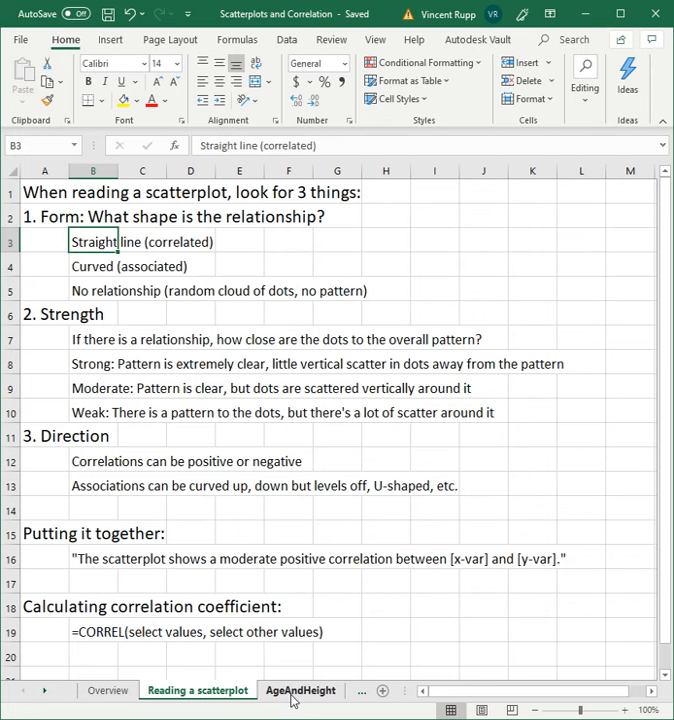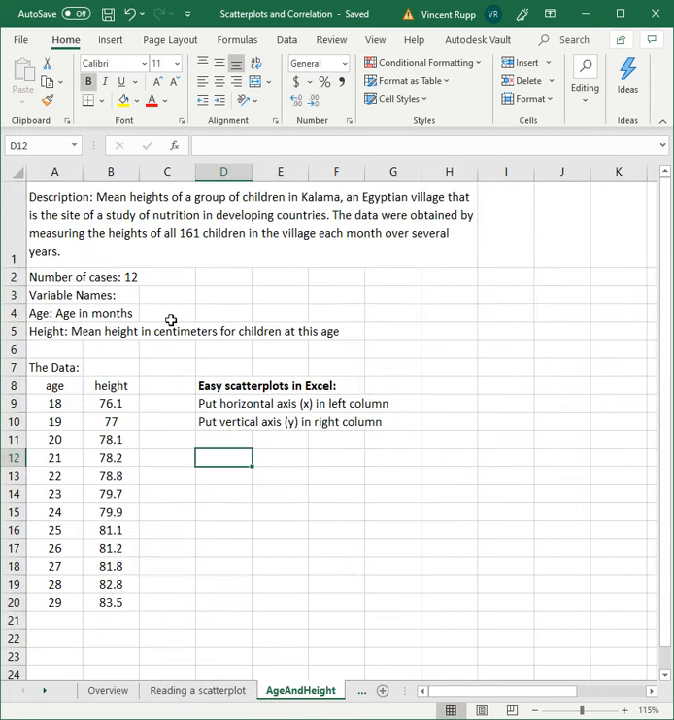Let's look at the next tab here, age and height. These are the average heights of a group of children in an Egyptian village. They got 161 children, and every month they measure the heights of these children. For 18-month-olds, the average height is 76.1 centimeters, whereas for the 29-month-old children, they're 83.5 centimeters.